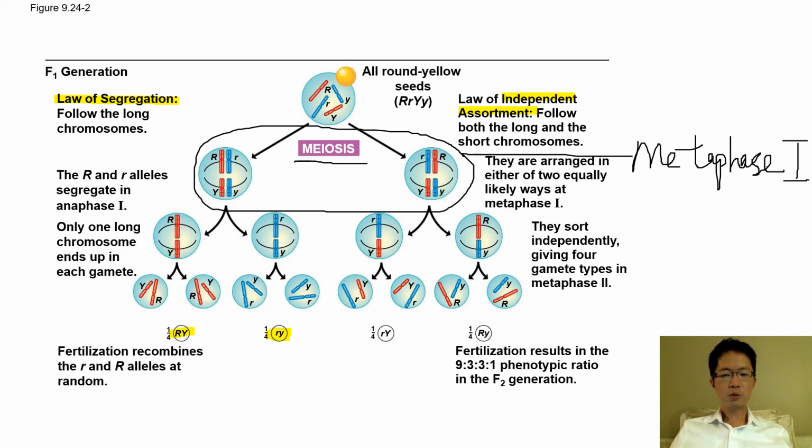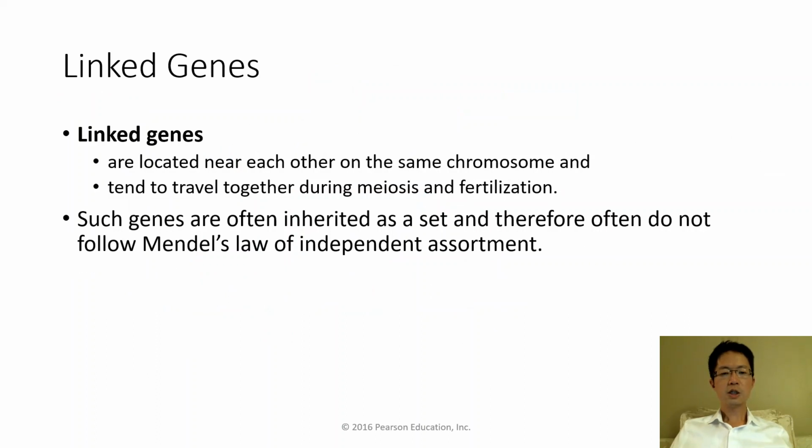In metaphase 1, there will be independent assortment, and then some of the gametes will have small r, big Y, or big R, small y. Linked genes can also explain the law of independent assortment in Mendel's law.